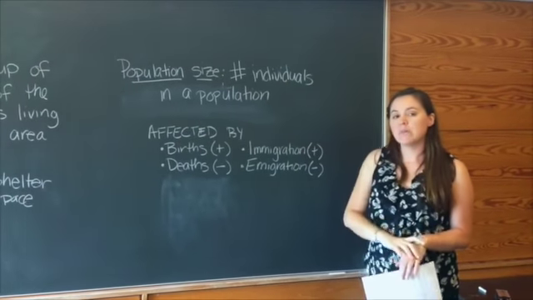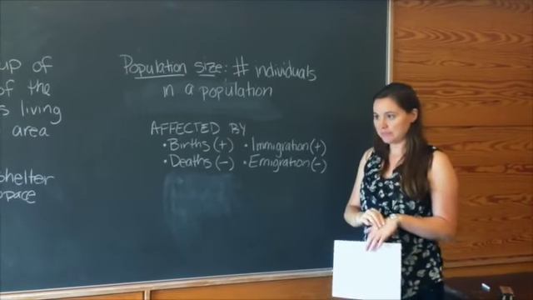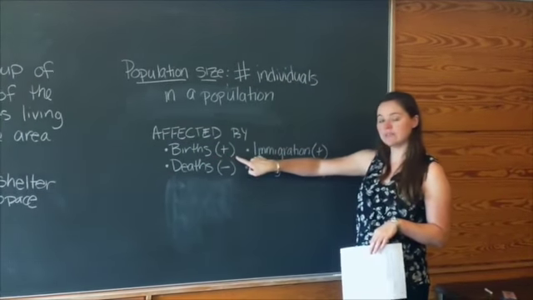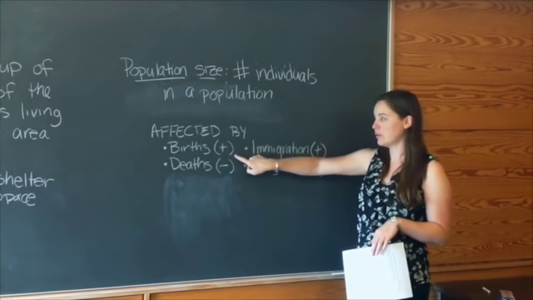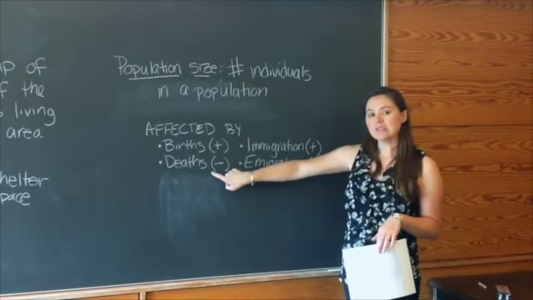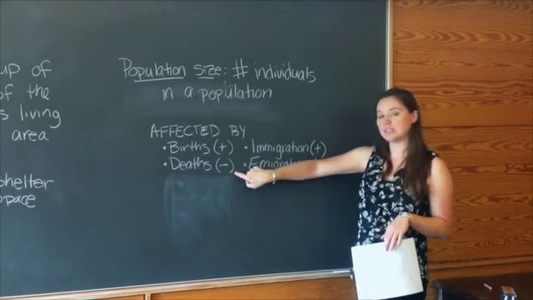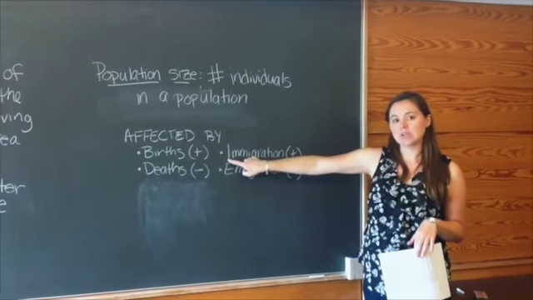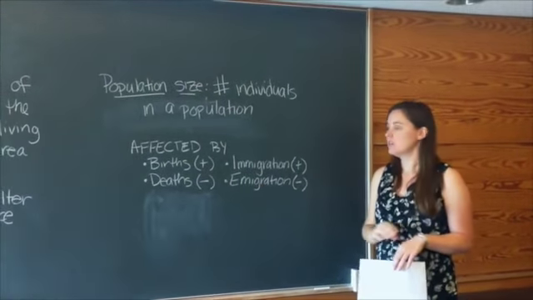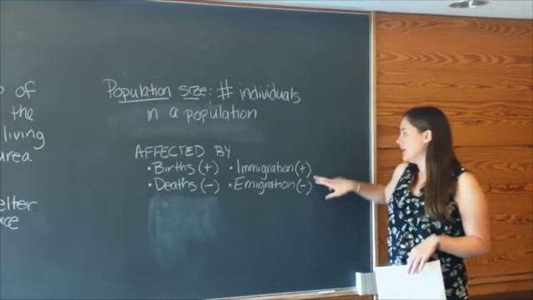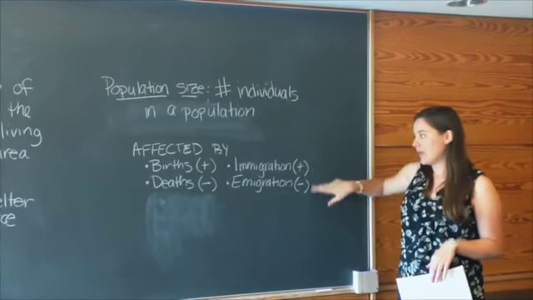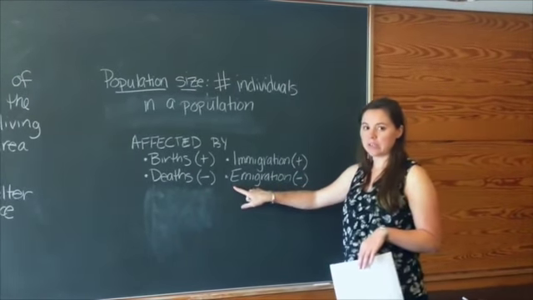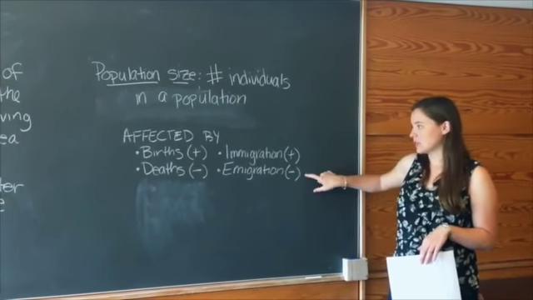Population size is the number of individuals in a population. This is influenced by four things: births, which positively affect or cause population growth, deaths, which negatively affect the population or cause a population decline. Immigration with an I means that individuals are coming into the population. So I is for in, and that's positively affecting or causing population growth. And emigration with an E for exiting, so individuals are exiting the population when they emigrate. So it's a negative effect on the population.